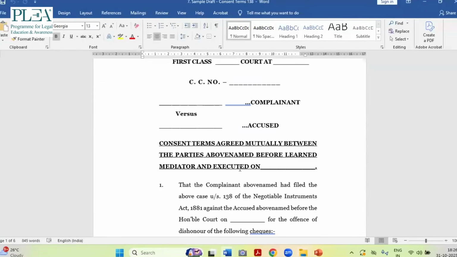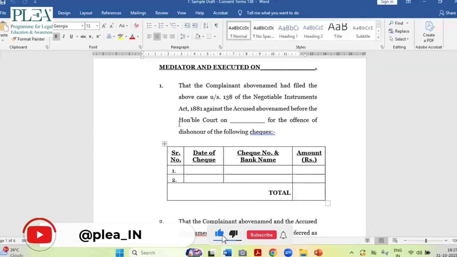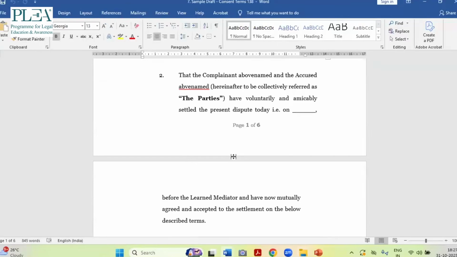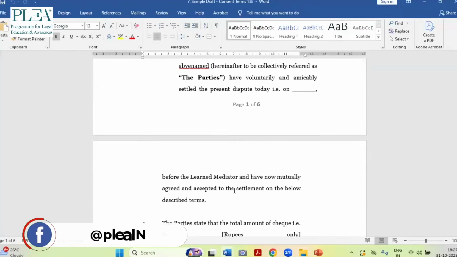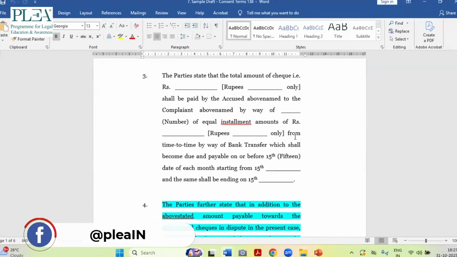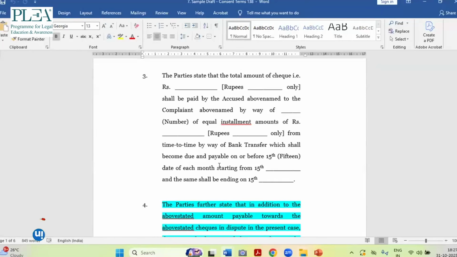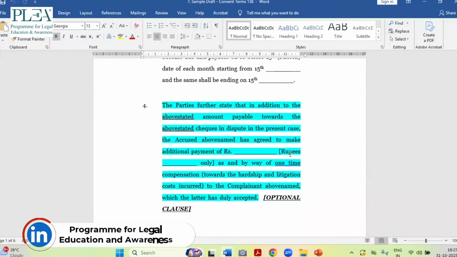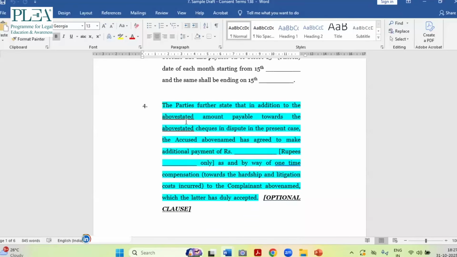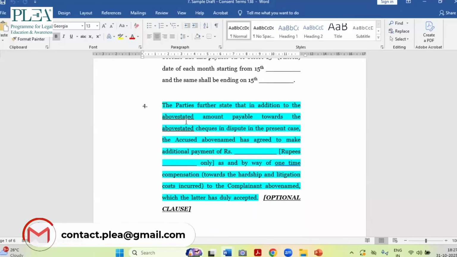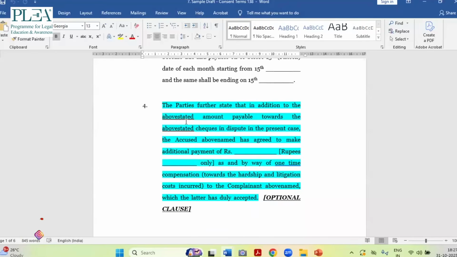Consent terms agreed between the parties before the learned mediator and executed on so and so date. This gives a background of the case: what was the check number and amount. The parties have voluntarily agreed that so and so is the total amount, payable in installments, generally on the 15th or the 10th, or that apart from the total amount, an amount is paid as compensation to the complainant for the litigation suffered during the pendency of the case.